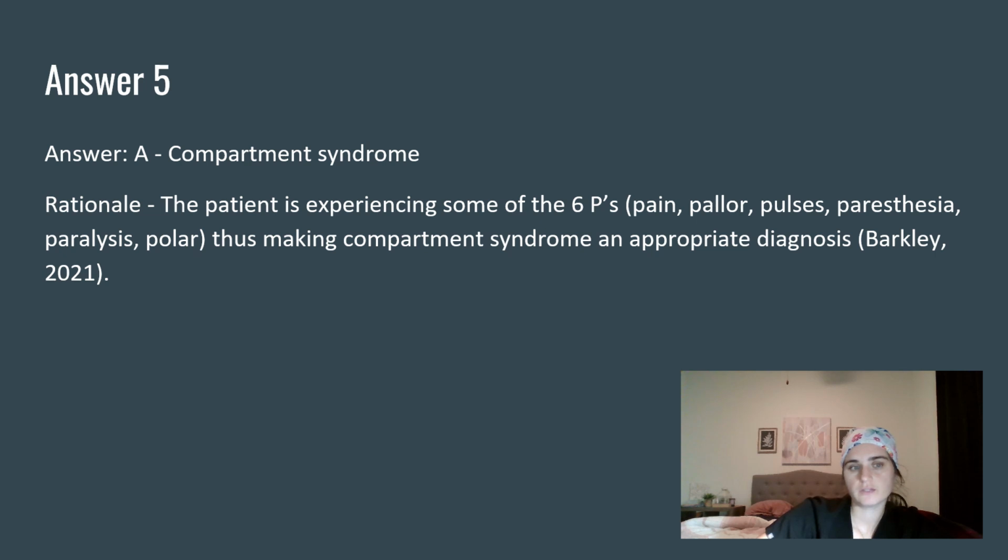The answer was A. Compartment syndrome, because the patient is experiencing some of the 6 Ps, which are pain, pallor, pulselessness, paresthesia, paralysis, or poikilothermia, thus making compartment syndrome an appropriate diagnosis.